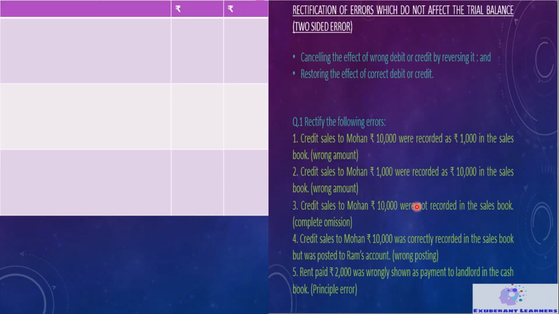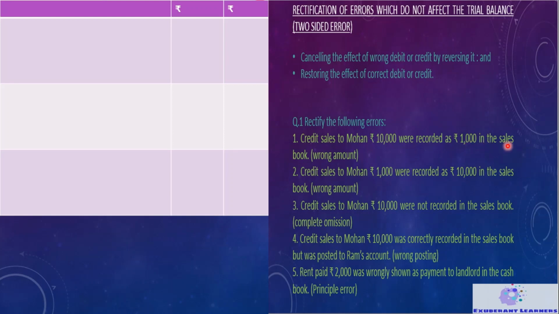Moving to the first one, credit sales to Mohan rupees 10,000 were recorded as rupees 1,000 in the sales book. So here we have recorded the wrong amount. Credit sales to Mohan 10,000 is to be passed in the journal, and here in the journal itself we made a mistake. These are recorded as 1,000 in the sales book.